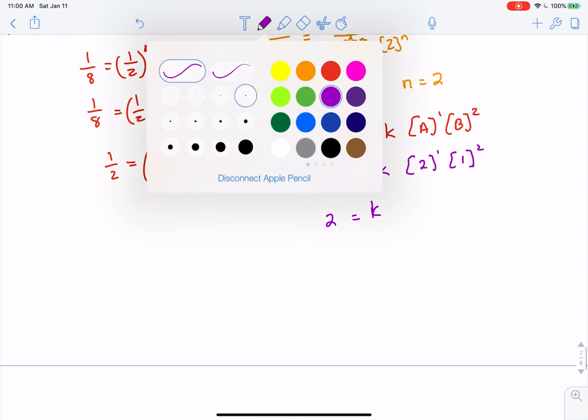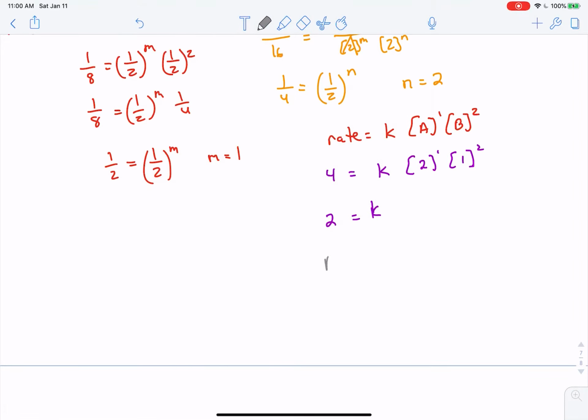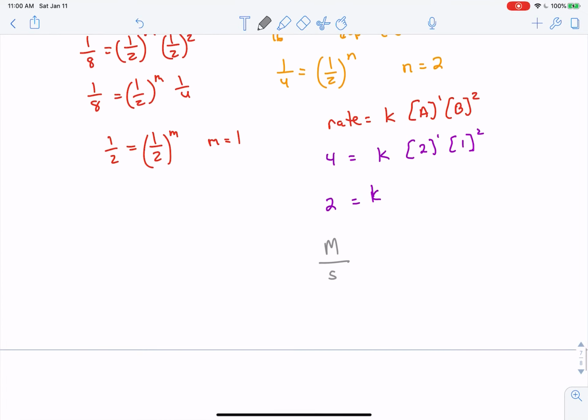So what I do is this. I say my rate is molarity. Did I say per second? Okay, molarity per second. K has to be some unit. My unit of A is what? Molarity to the first. What's my unit for B? Molarity squared. So therefore this is molarity cubed. Because molarity to the first times molarity squared is molarity cubed.